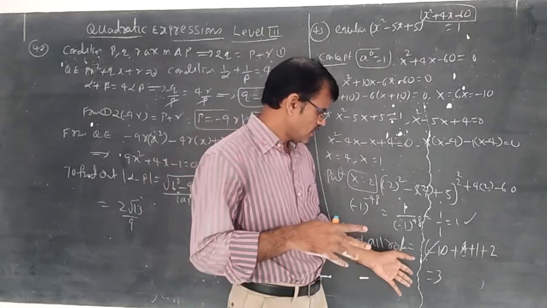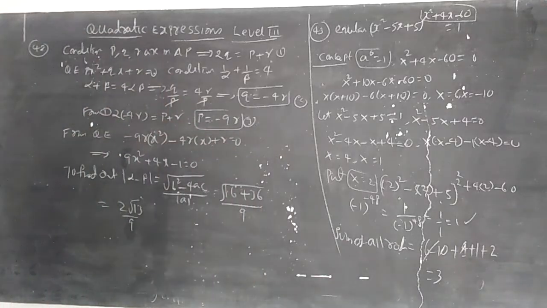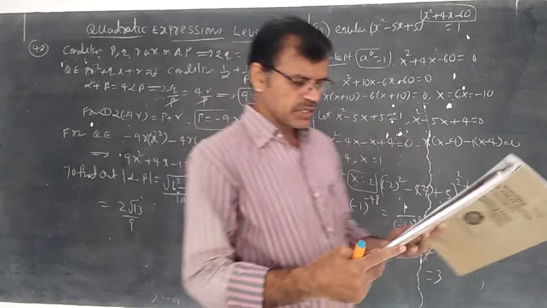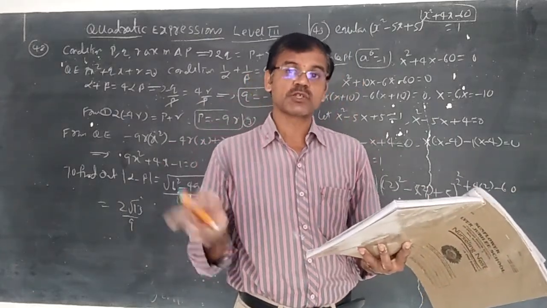So 3 minus 2 minus 3, the answer is minus 2. Let us verify the option. Minus 2 is the option. Minus 2 is not there. If it is correct, minus 2 is also one of the options.